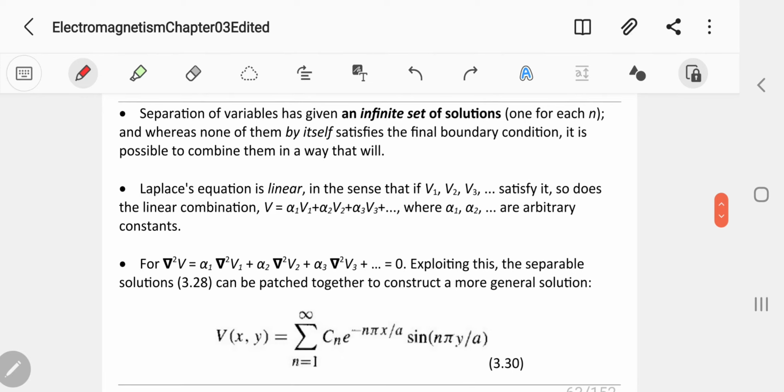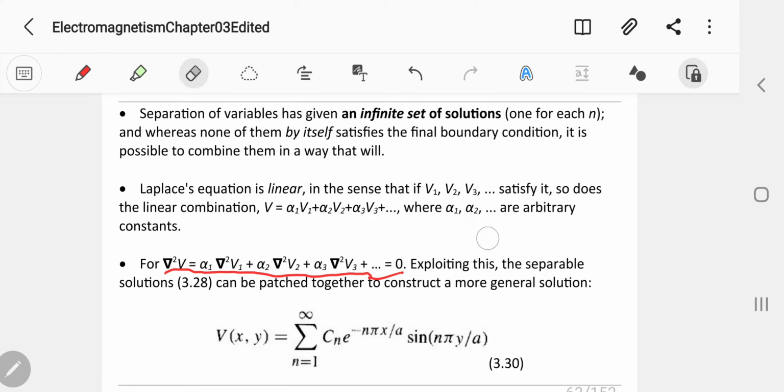And for each n, you will have a different set of potential. So if you want to find a general solution, you can do this by superposition, and that's the linear combination of all the potentials, where the alphas are arbitrary constants. So if you take the Laplacian of this one, you can also take the Laplacian of the others, and of course that's equal to 0.